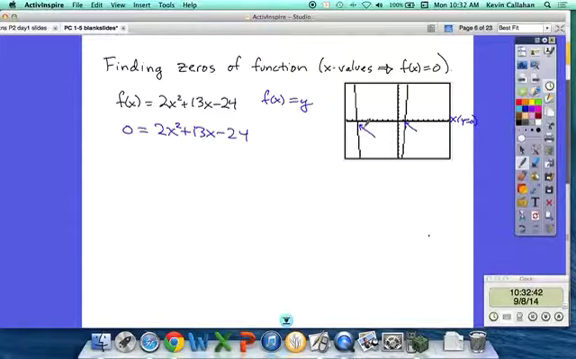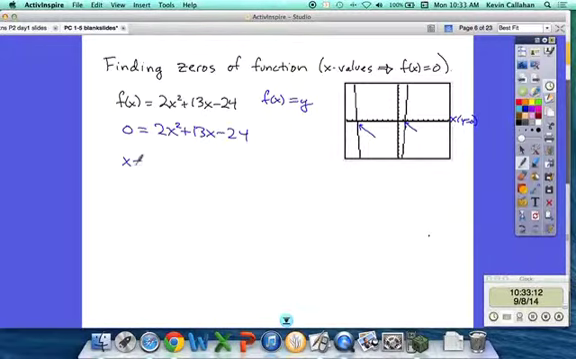Okay, now how would we solve it? Without the graph, how would you solve that quadratic equation? I mean, you have choices, right? Is it factorable? Let's see, can you think of the factors of negative 48 that add up to 13? Off the top of my head, I can't. Okay, what else could I do? Quadratic formula. You know, just plug it in the quadratic formula.